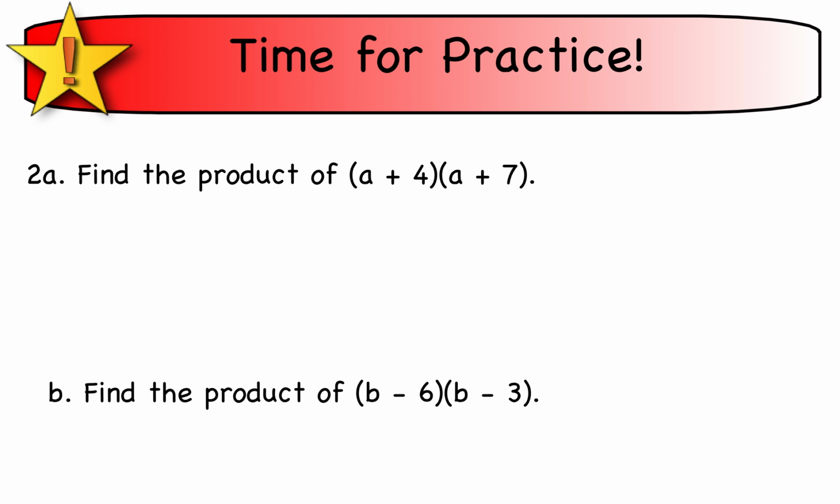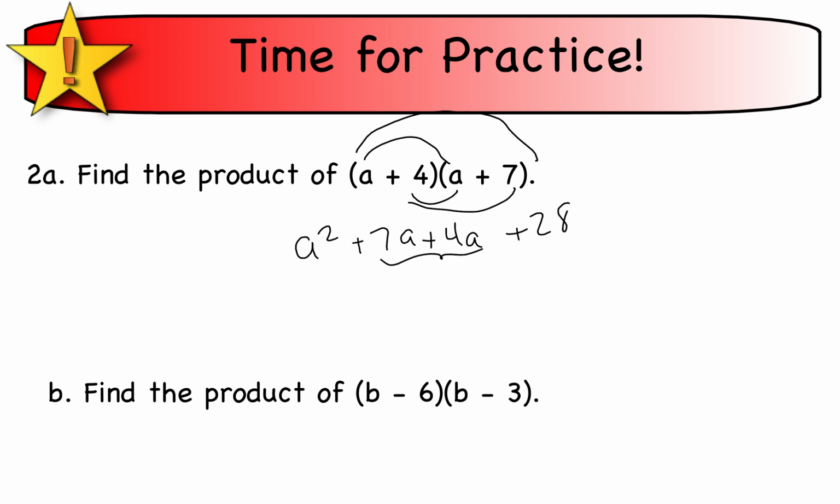So let's do some practice. Find the product. Our first terms are a times a, which gives us a squared. Our outer are the ones on the outside, a times 7, plus 7a. We always put the number before the letter. And then plus 4a for our inner. And then the last terms are 4 times 7, which is plus 28. We do have like terms for our outer and inner, so our final answer is a squared plus 11a plus 28.